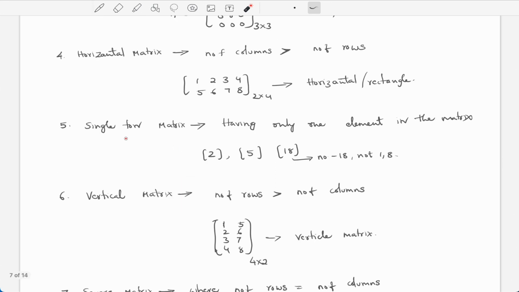After that we have something known as a singleton matrix. What do you mean by a singleton? If there is only one element in the matrix, then we simply call it a singleton matrix. Like we have an example, 2 5 18. It's not 1 8, it's just 18.